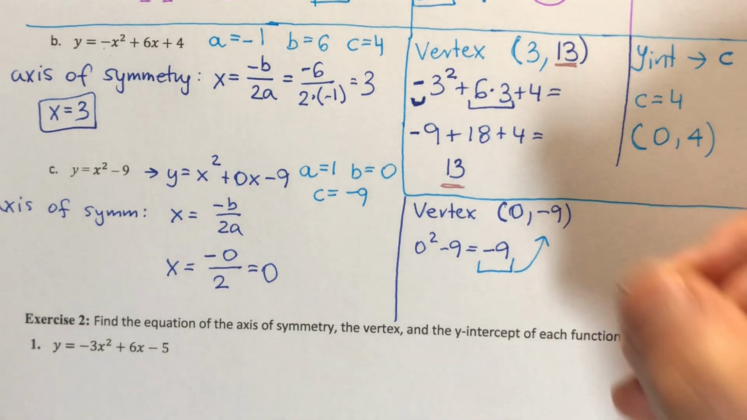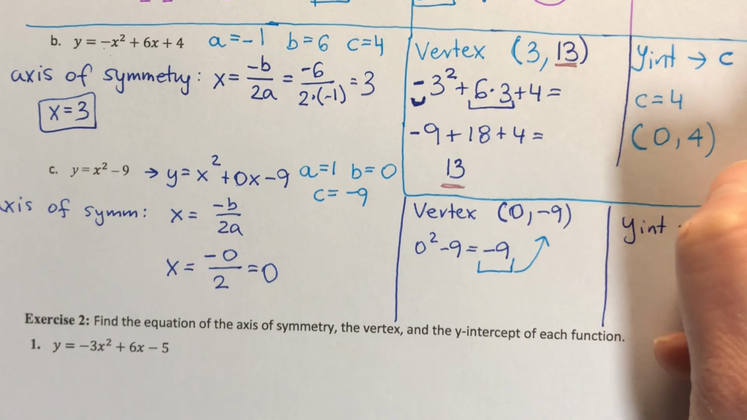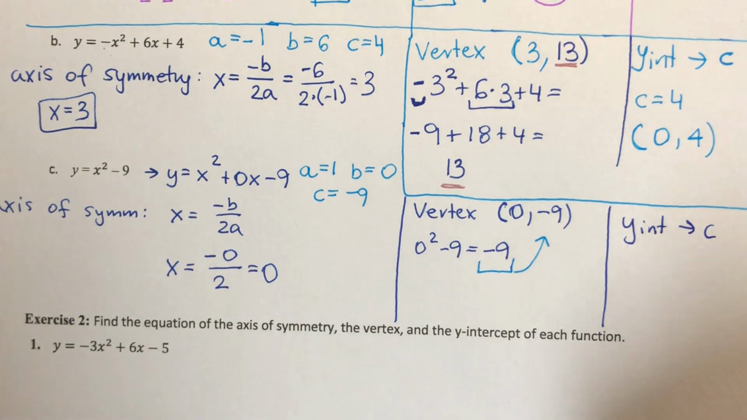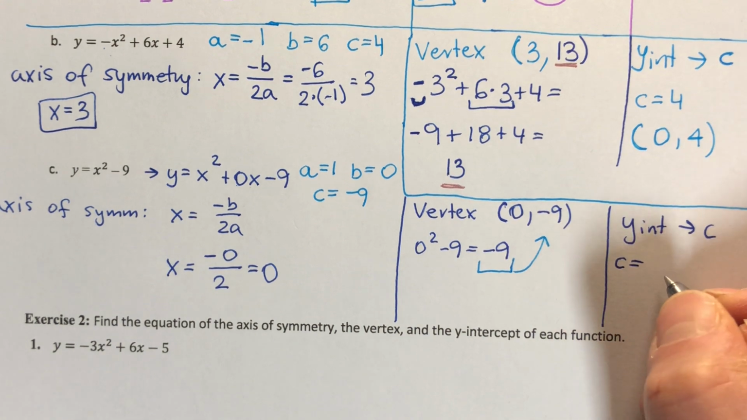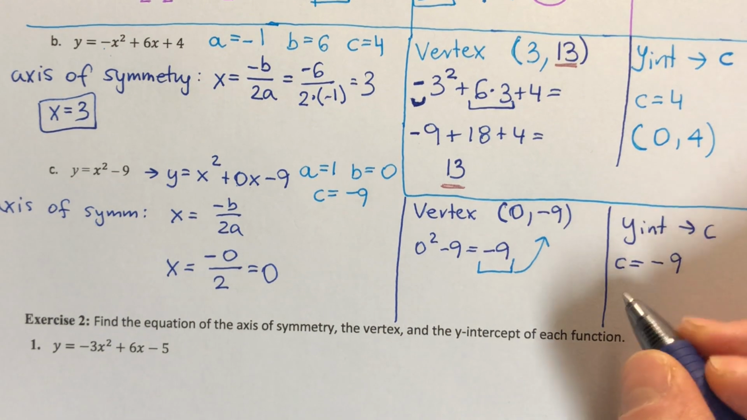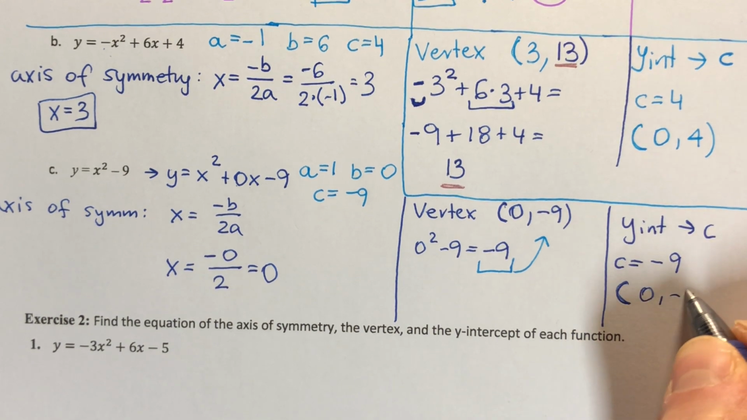And then the last thing is the y-intercept. I know that this is the c. c is equivalent to negative 9. And the point is going to be (0, negative 9).